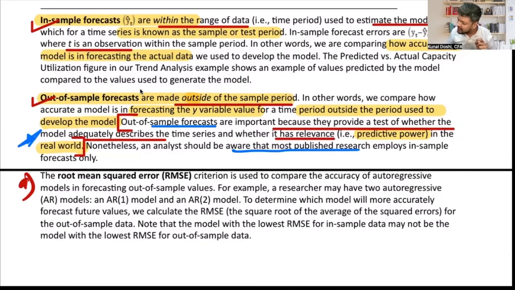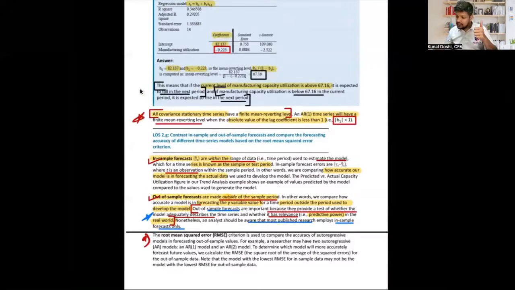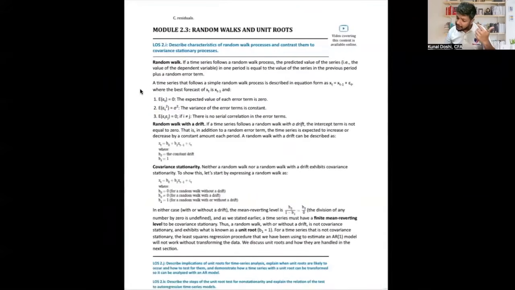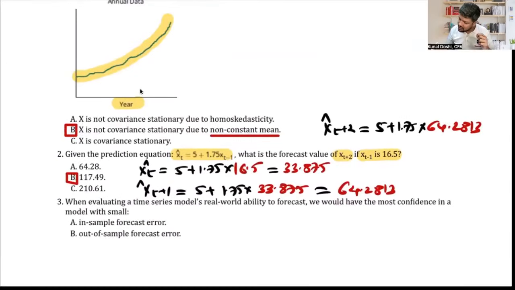However, analysts should be aware that most of the software packages that you will get, or most of the research that is published, is in sample or out of sample. Most of the research is in sample forecast, that is based on the past. Understood this point? So which is better, in sample or out of the sample? Out of the sample.